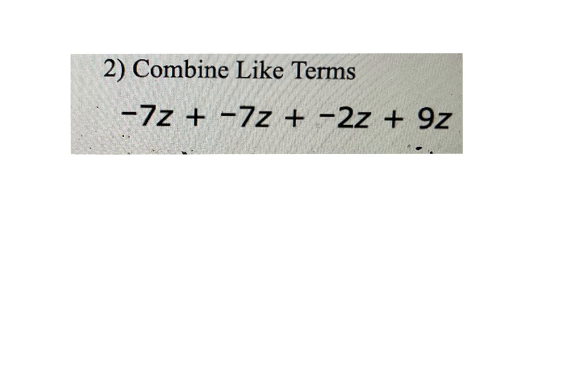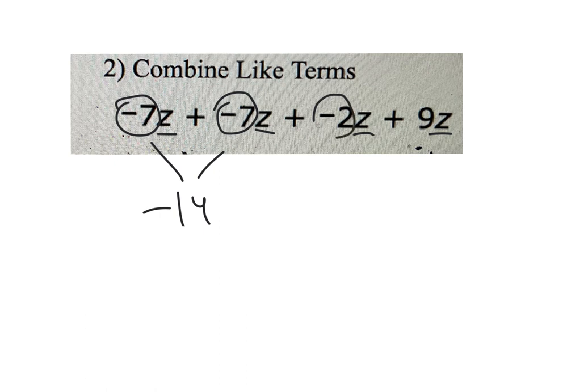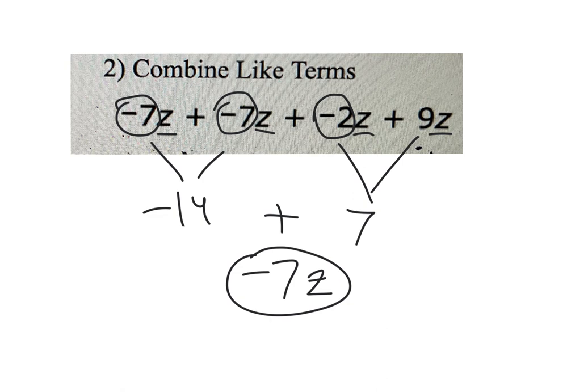All right, combine like terms again. As you can see, every term contains the variable z. There's no exponent shown, so we can just combine the coefficients. So this would be like a negative 7 plus negative 7. That's going to be negative 14. And then we also have a negative 2 and a positive 9. That's going to combine to make positive 7. And if I combine those numbers together, negative 14 plus 7 is negative 7. And just bring the z along, our expression becomes negative 7z.